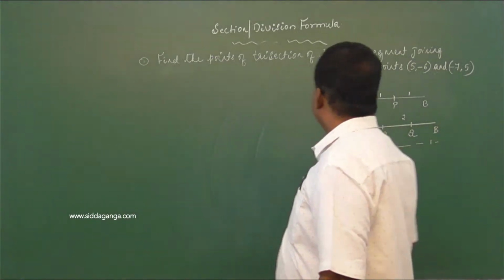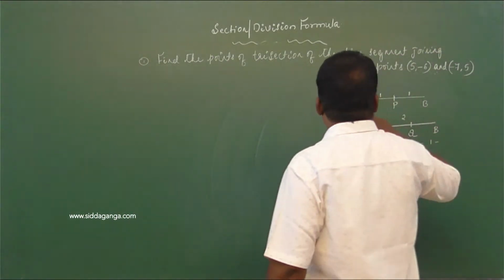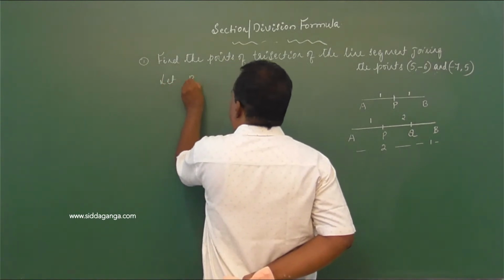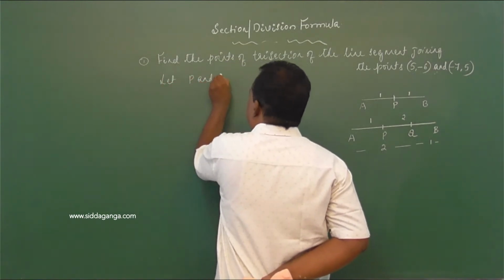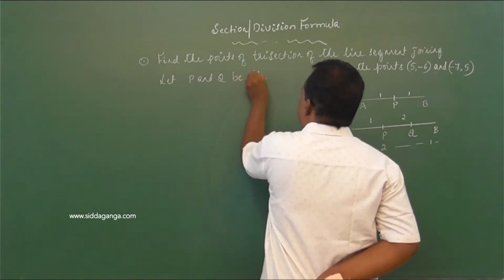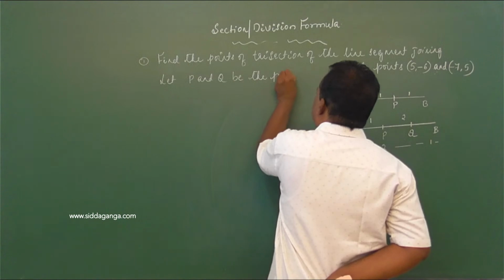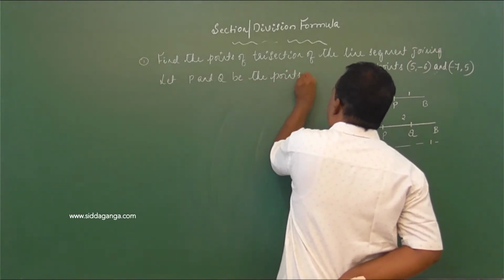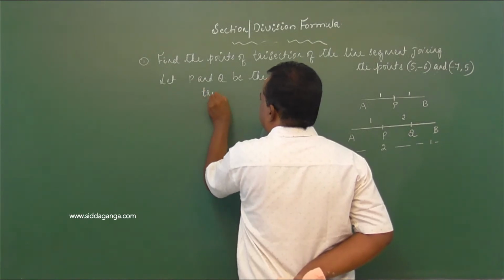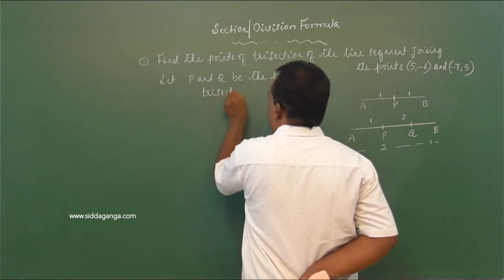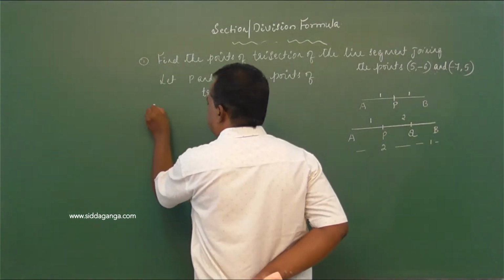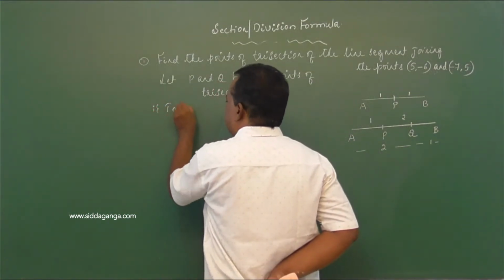Okay, yes. Now let us take, let P and Q be the points of trisection. First one, to find P.